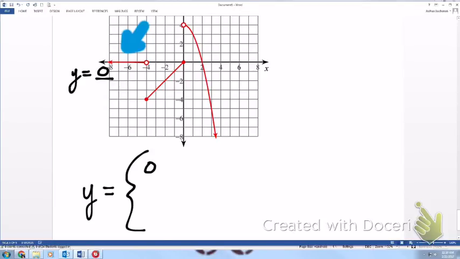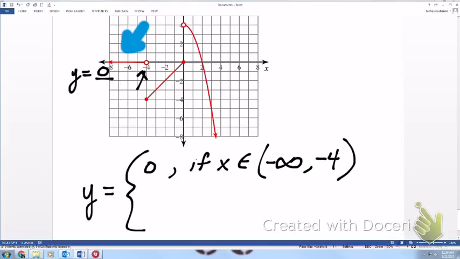So our first piece is going to be y equals 0 if x is between negative infinity and, as the arrow indicates, all the way up to this open point, which is negative 4. And because it's an open point, we put parentheses.